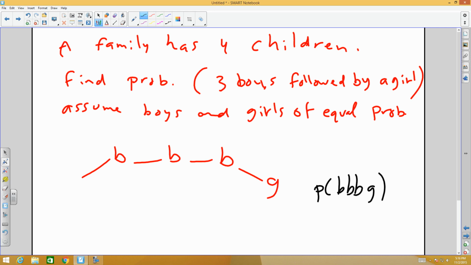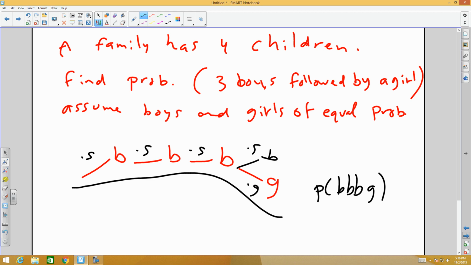So step by step, the probability of getting boy in the beginning is half. The probability of getting boy after that is half, and then half. How about the girl? The boy is also half, but the girl is also half. Which one do I want? In fact, it doesn't matter. I want the girl, right? So this is the branch that will lead to this outcome: boy, boy, boy, girl.